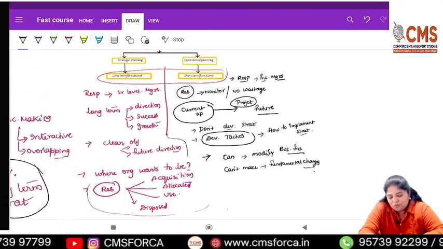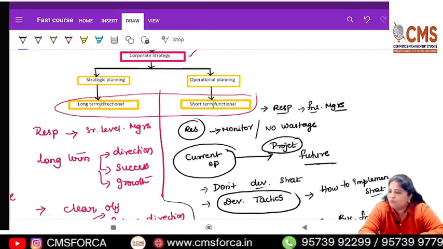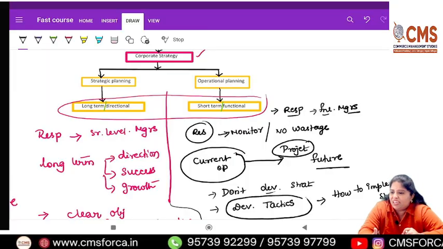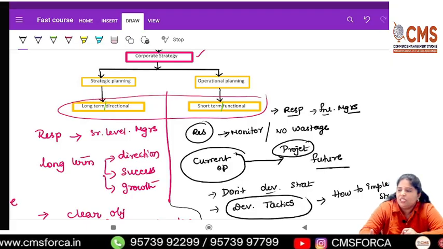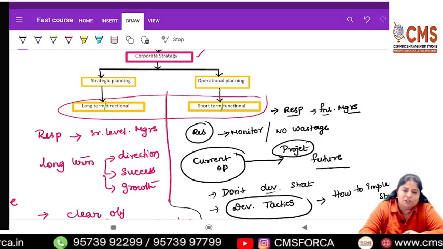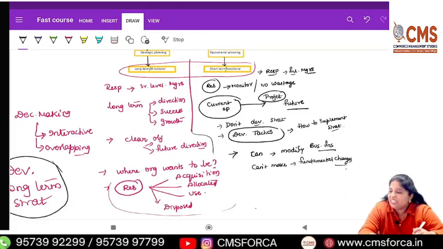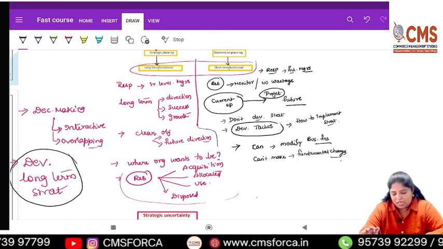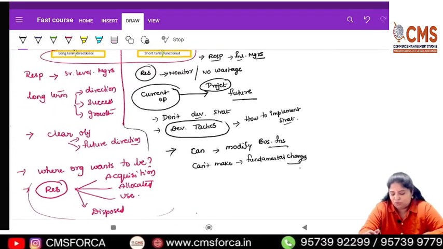So that's how we have covered one more key concept for your exam, which explains the two types of planning required for a corporate strategy: strategic planning and operational planning. Hope it's clear? Clear with all the key points? I have circled the key points you need to mention.